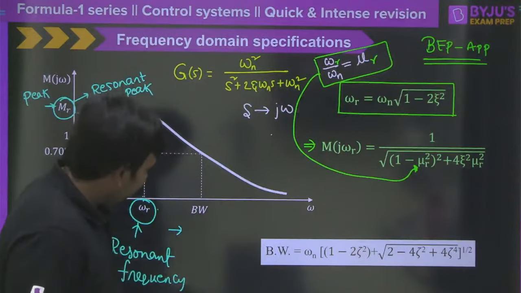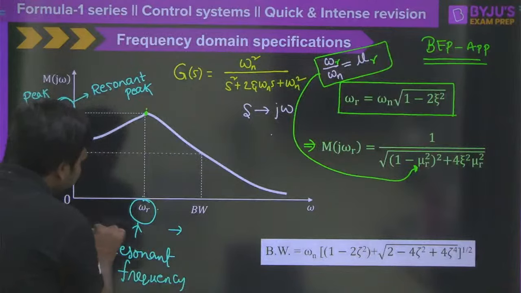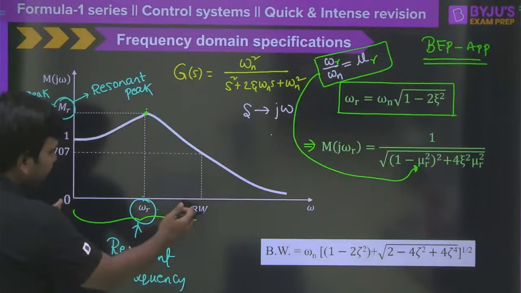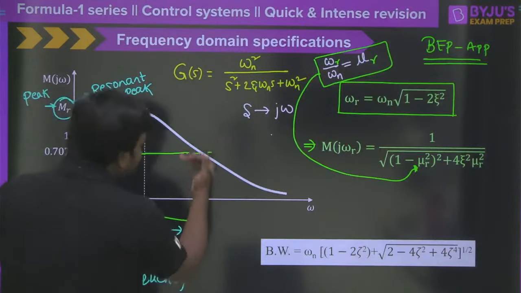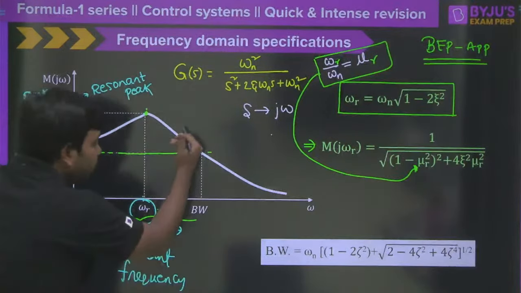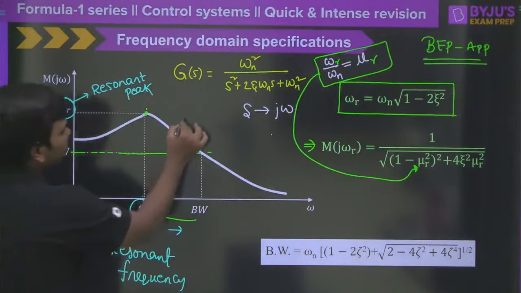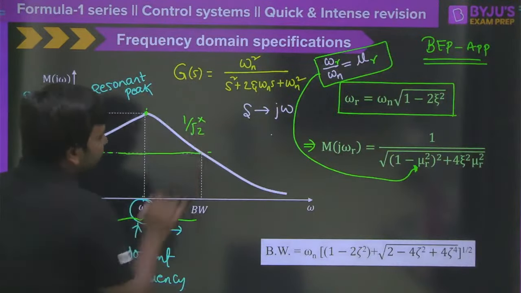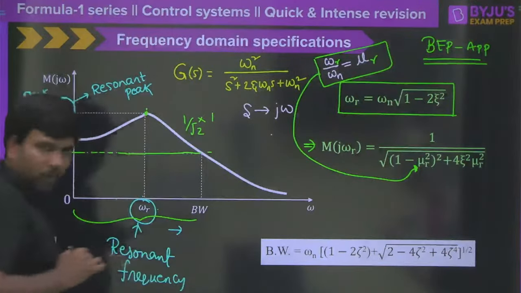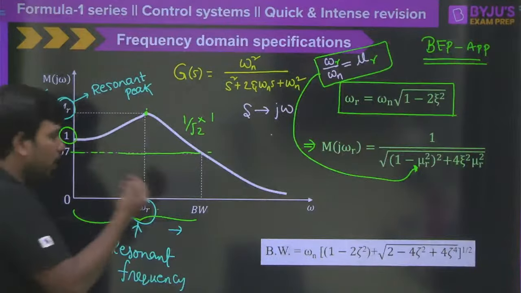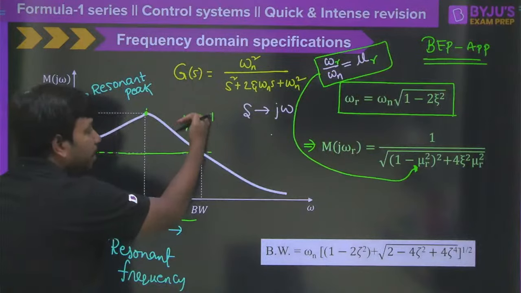Okay. Now, what do you mean by bandwidth? Bandwidth is a range of frequencies from 0, a range of frequency where the gain or magnitude of the system will not fall less than 1 by root 2 times your DC gain. What is the DC gain here? At low frequency you have 1. So it will be 1 by root 2 into 1. So the magnitude should not fall below this value.